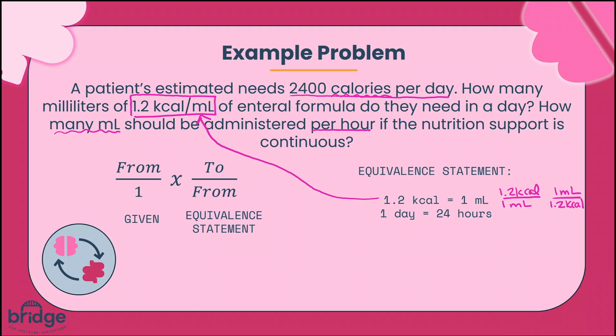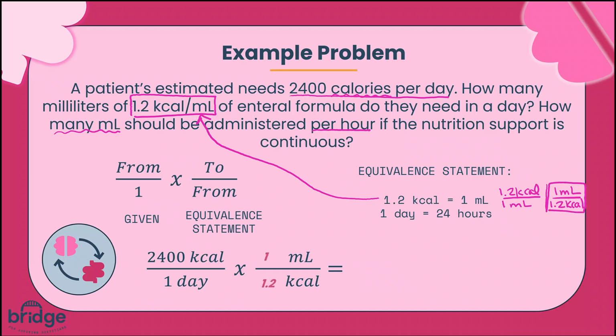The given is 2,400 calories per every 1 day. And now we need to know the relationship between milliliters and kilocalories. Every 1 milliliter has 1.2 kilocalories in it. And so if we have 2,400 kilocalories that we need to meet every day, then the amount of milliliters of enteral formula that we need to provide is 2,000 milliliters per every 1 day. And that's the first problem, a straightforward application of dimensional analysis to find the amount of milliliters we need to provide in a day.